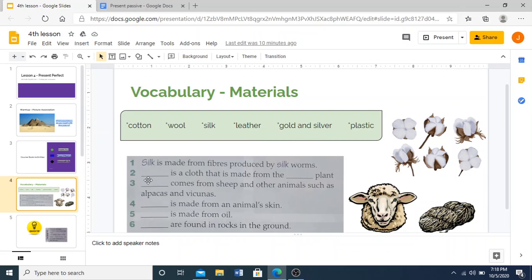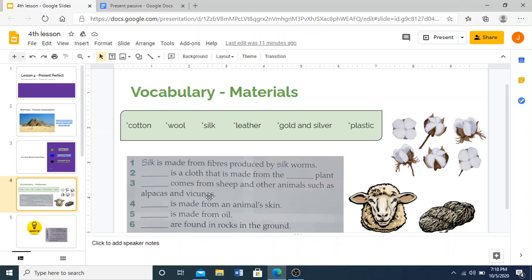So, number two: dash is a cloth that is made from the dash plant. What do you think here is made from a plant? Of course, it's cotton. So, cotton is a cloth that is made from the cotton plant.